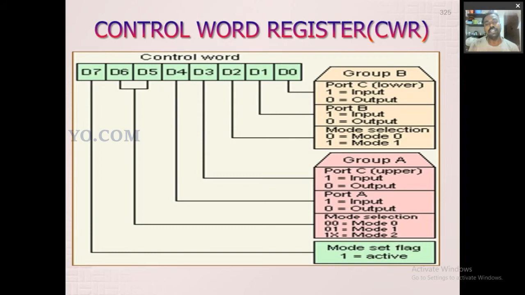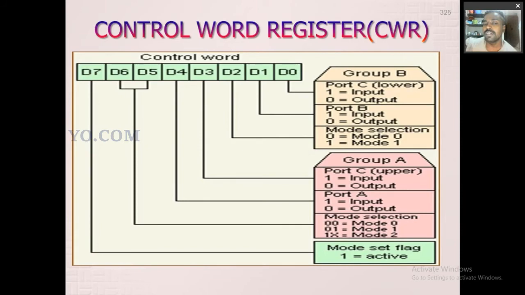So by using an 8-digit number, we can control the entire operation of the 8255. So how does it operate? It is just like a number lock. In a number lock, if the number is matched, then it will open, otherwise the number lock does not open.